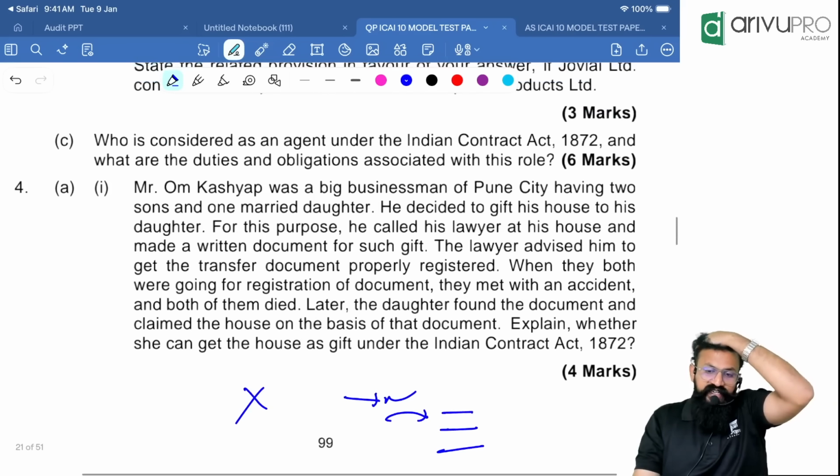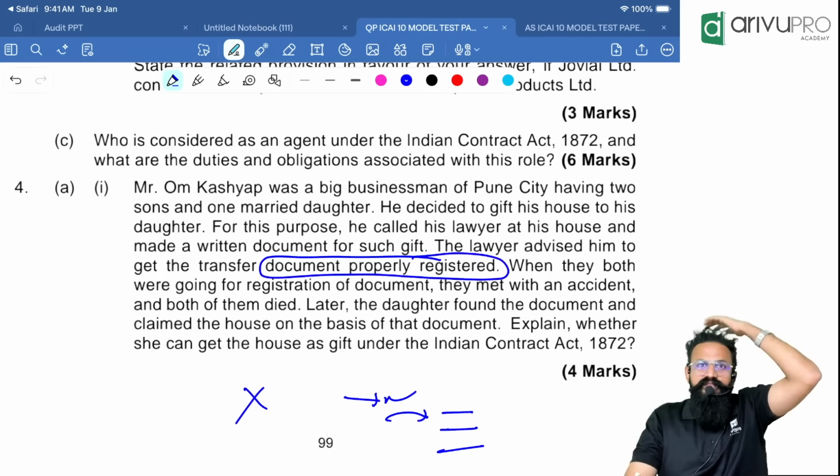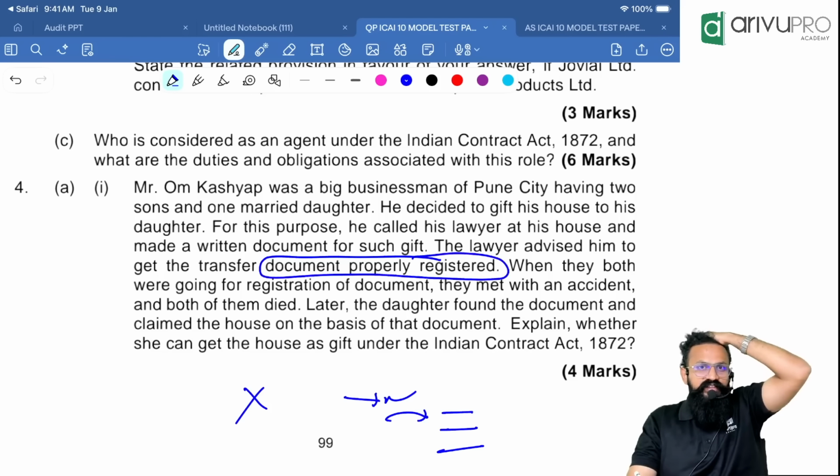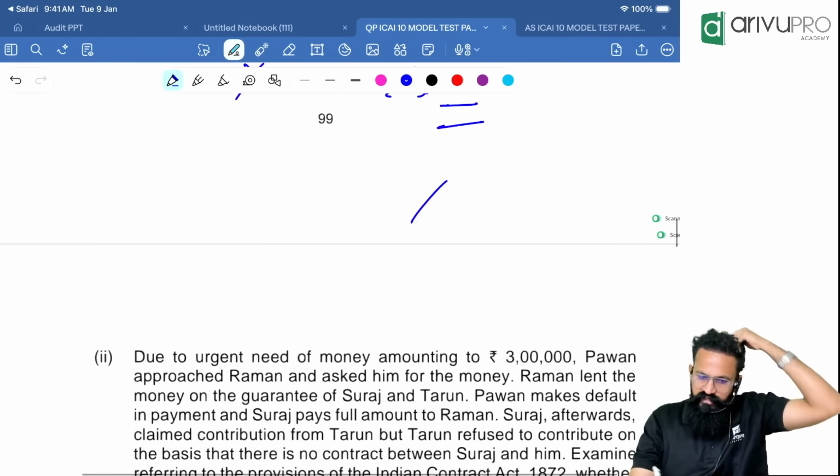That is what they tried to help you also here. Technically, they should not give you this. You should figure that out. But they have helped you. Understood? So no, she cannot claim.